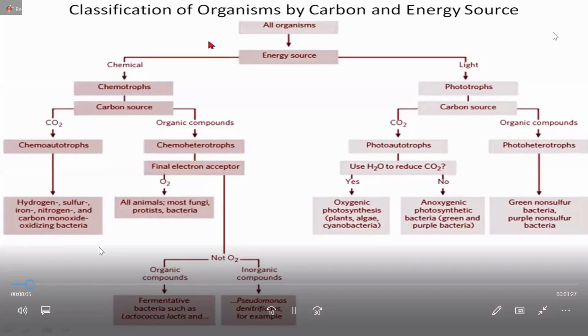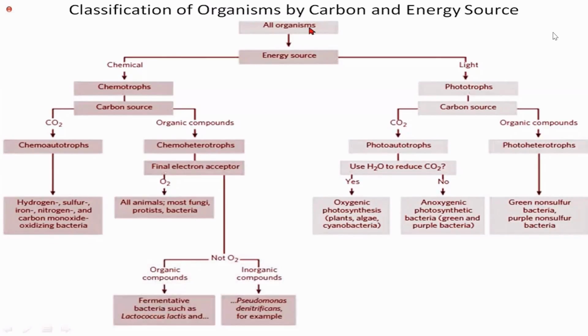We are going to discuss the classification of organisms based on their carbon and energy source. As we all know, all organisms require energy for their survival and growth. This energy might be coming from either a chemical source or a light source. If the energy is coming from a chemical source, the organisms are known as chemotrophs. And if it is coming from a light source, they are known as phototrophs.